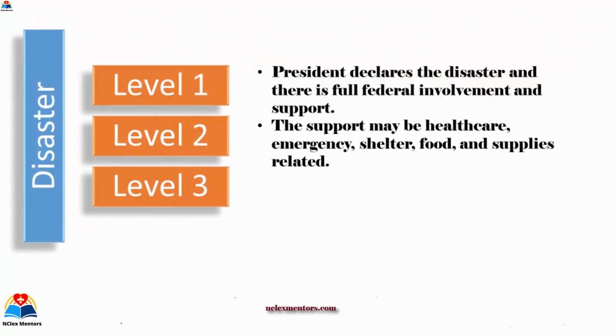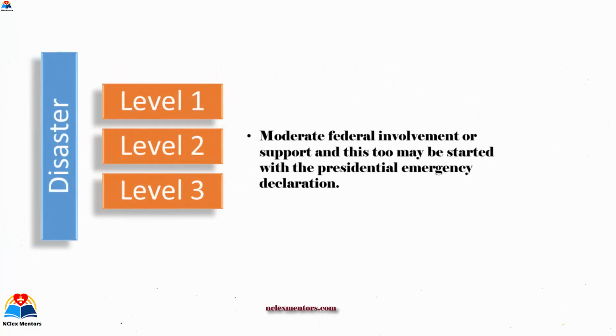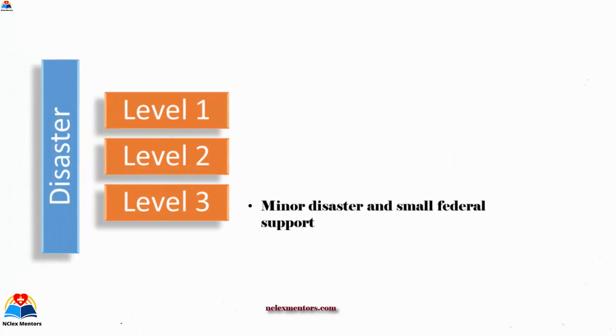In a Level 1 disaster, the President declares the disaster and there is full federal involvement and support. The support may be healthcare, emergency, shelter, food and supplies related. In a Level 2 disaster, there is moderate federal involvement or support, and this too may be started with a presidential emergency declaration. In a Level 3 disaster, there is a minor disaster and small federal support.